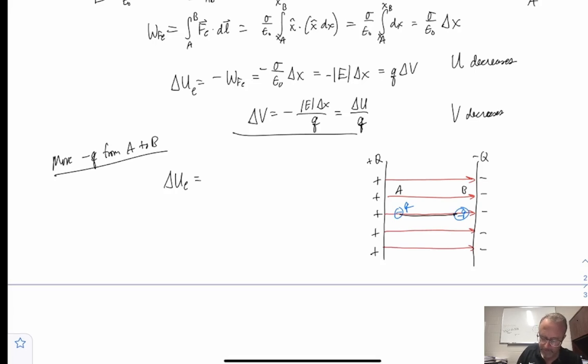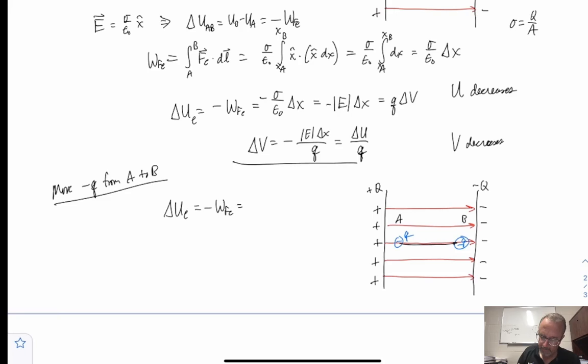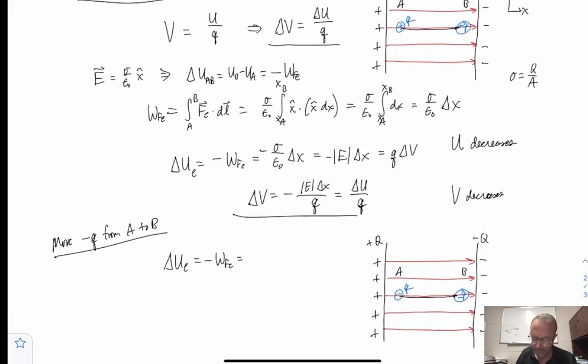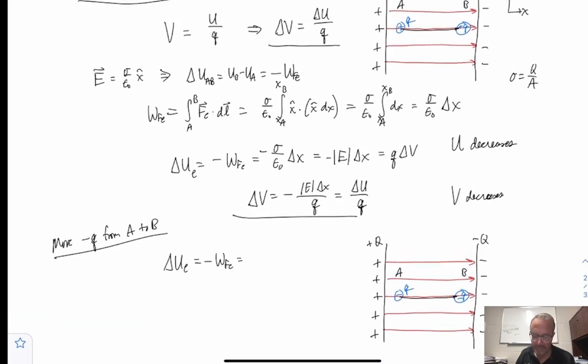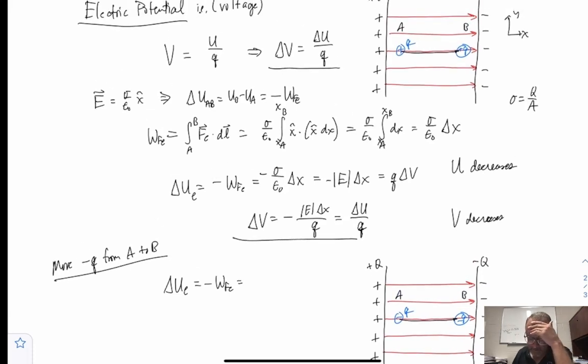Okay, so the potential energy difference will be the negative of the work done by the electric force. Now, let's think about that for just a minute. Because this electric force, the electric field, is the same, right? So, I missed something. Wow, I missed it badly. Oh, okay. Back up a minute. Here's where I missed it. Okay, let me back up here.